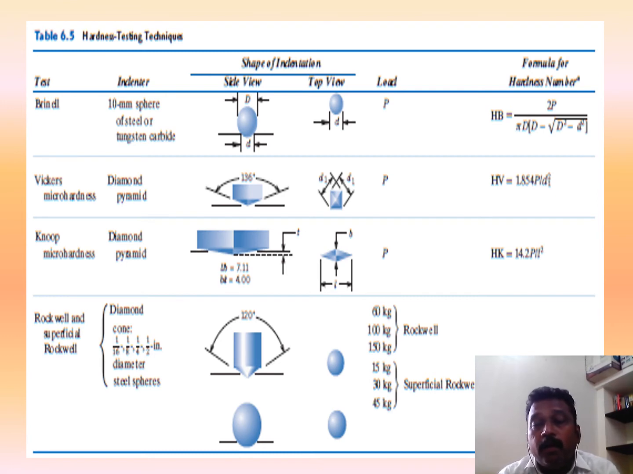You see that Brinell hardness, and then Vickers hardness, we are using a diamond for it, and then what is the formula, and then Knoop hardness, we are also using a diamond for it, and then what is the formula, and then Rockwell and the superficial Rockwell. Superficial Rockwell means the load will be increased. So you can see those various testing methods we discussed so far regarding hardness.